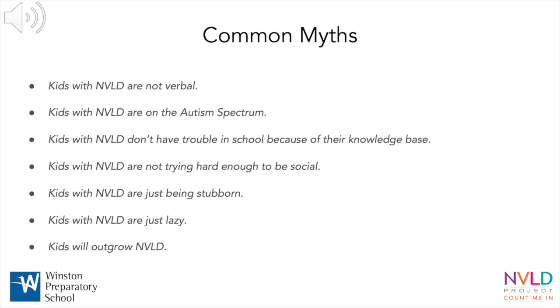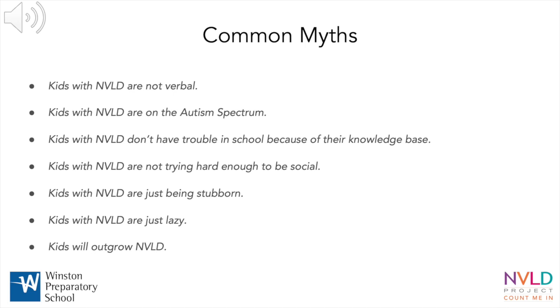Kids with NVLD are on the autism spectrum. There are similarities in cognitive and academic skills, but there is a distinct difference in the root of the breakdowns. ASD is centered on a social pragmatic deficit. NVLD is due largely to a visual spatial deficit.